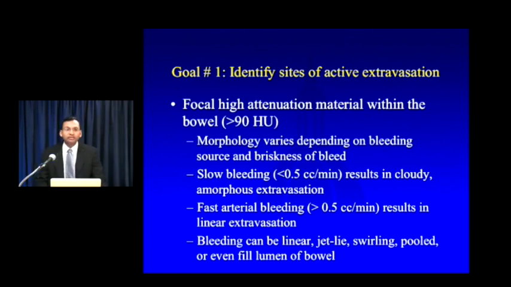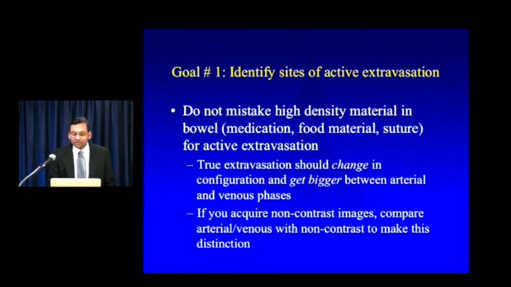The morphology of the active extravasation will vary depending on the rapidity of the bleed. So slow bleeding tends to look more cloudy and amorphous, whereas faster bleeds can look more linear, and in some cases can even result in a contrast level within the bowel. In certain cases, I've even seen really fast bleeds that have completely filled the lumen of the bowel, and for whatever reason, that tends to be confusing for radiologists. We're used to looking for small focal sites of extravasation, but we tend to miss the huge bleed that's staring right in front of us.